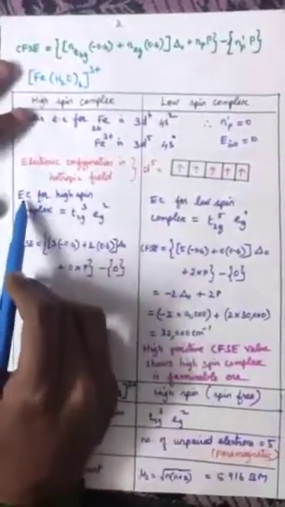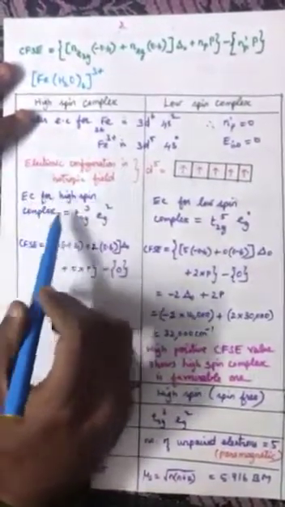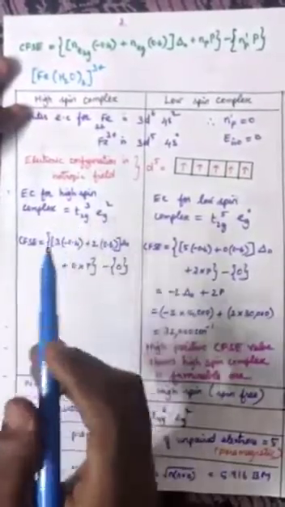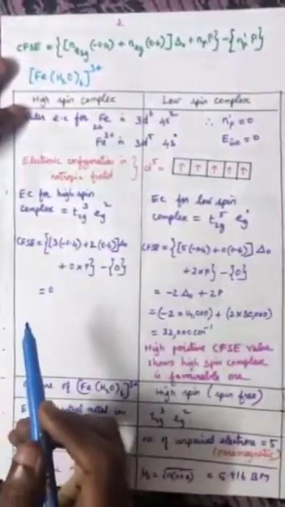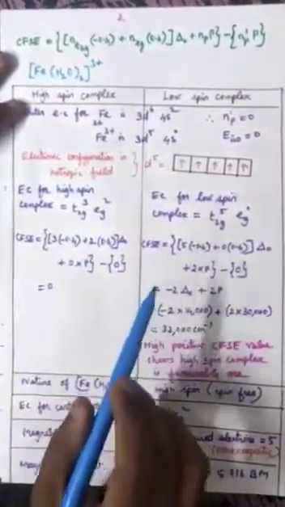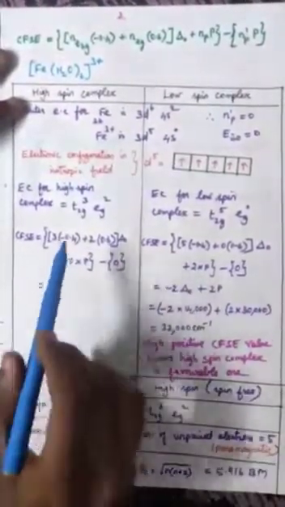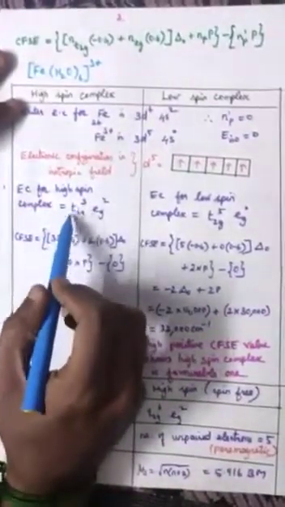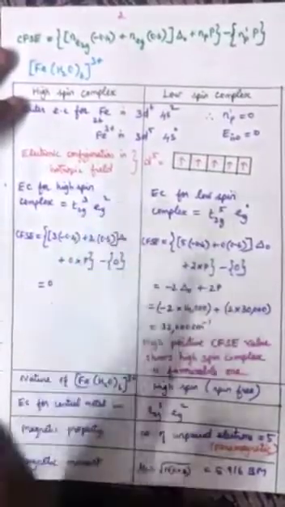Now I am going to write the electronic configuration for the high spin complex. What does high spin complex mean? Pairing does not take place easily. Pairing of electrons does not take place easily. So the 5 electrons will be evenly distributed, 3 in the t2g orbitals and 2 in the eg orbitals. So the electronic configuration will be t2g3 eg2.